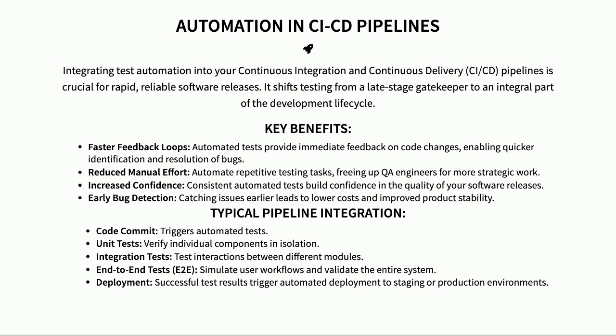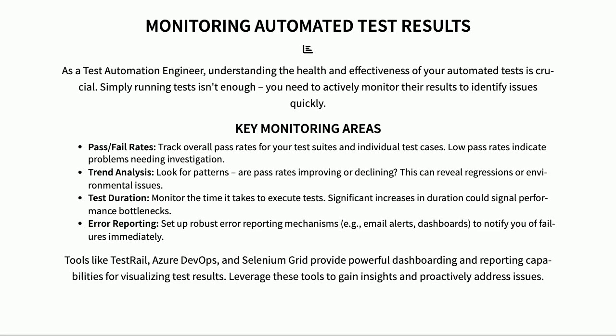Okay, let's talk about keeping a close eye on your automated tests. It's not enough just to run them, you need to understand how they're running. We want to track things like overall pass rates. Are we generally succeeding? We also look for trends. Are those numbers improving or getting worse over time? And don't forget about test duration. If tests are taking longer, that's a clue something might be wrong. Finally, set up alerts so you know immediately when a test fails. It's all about catching issues as quickly as possible.